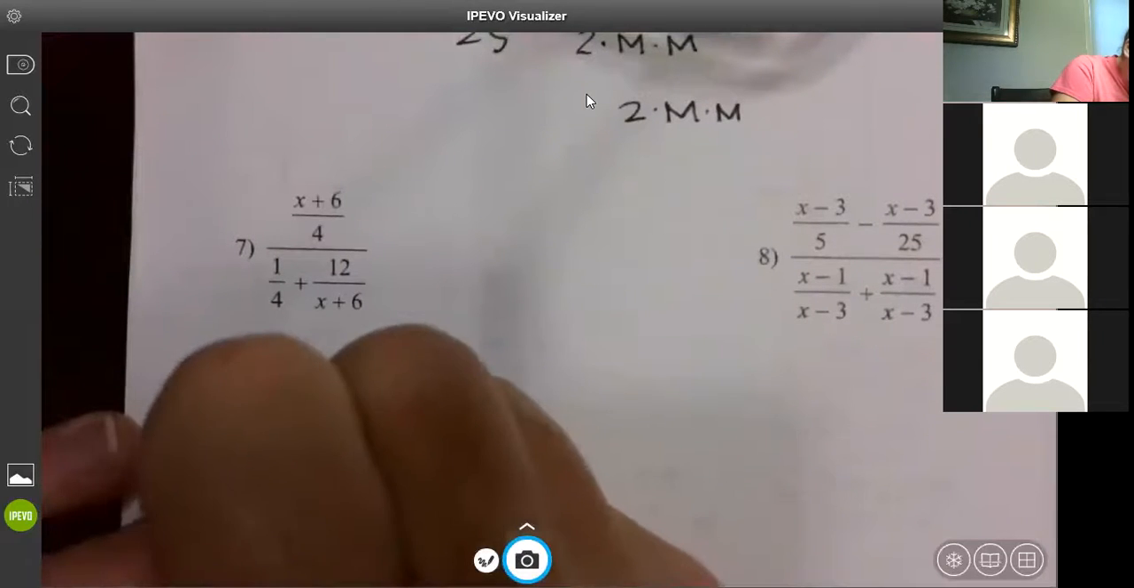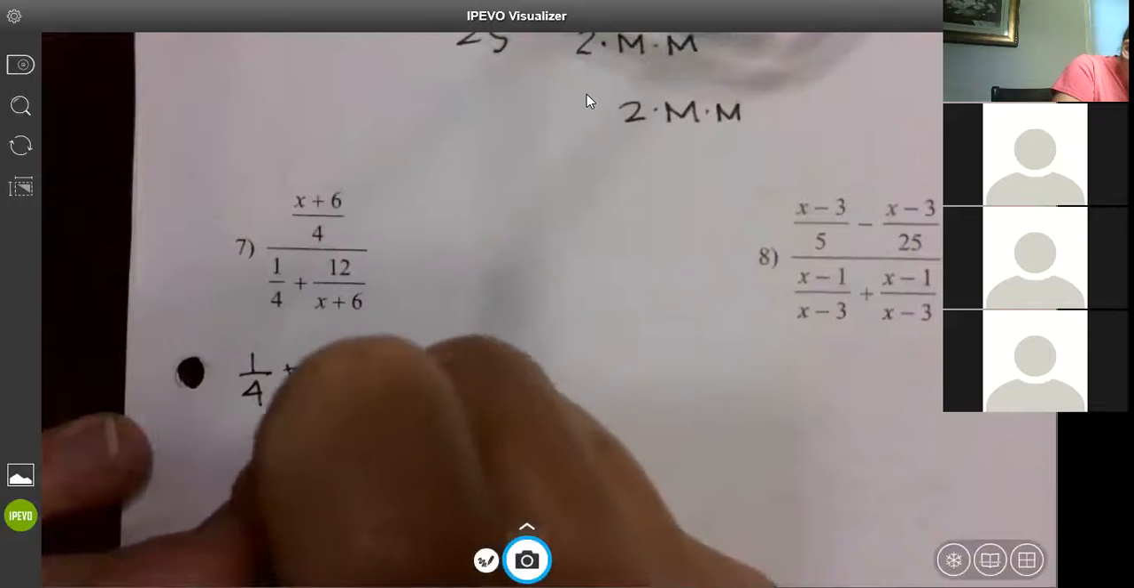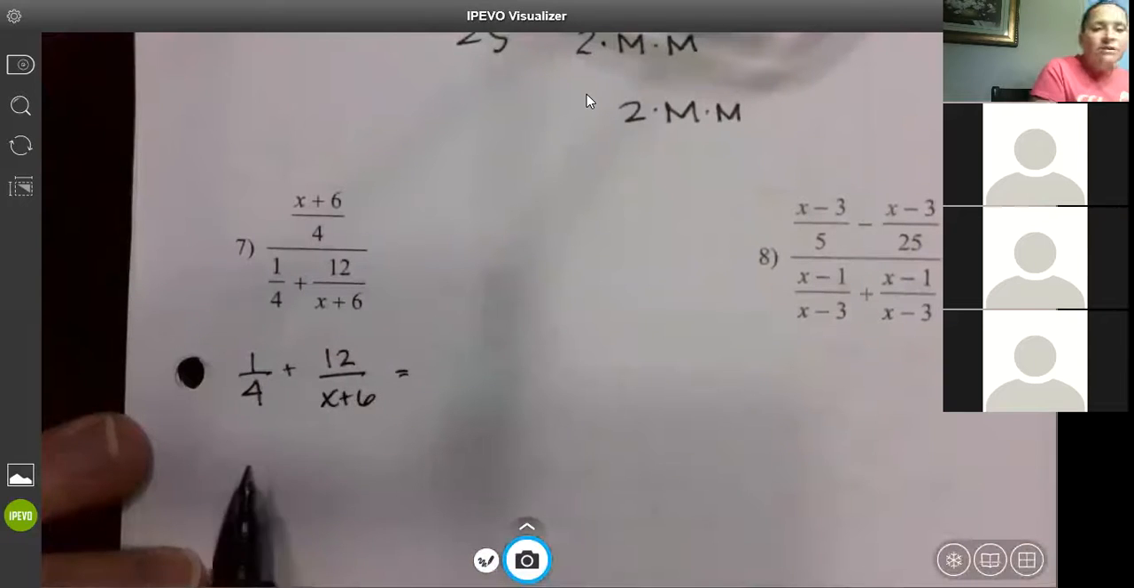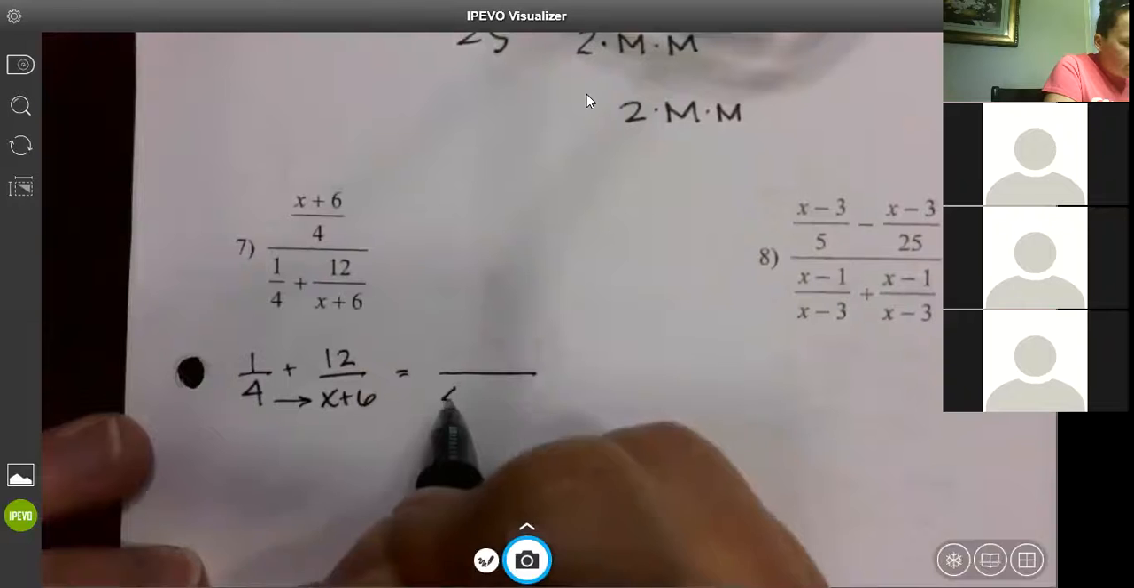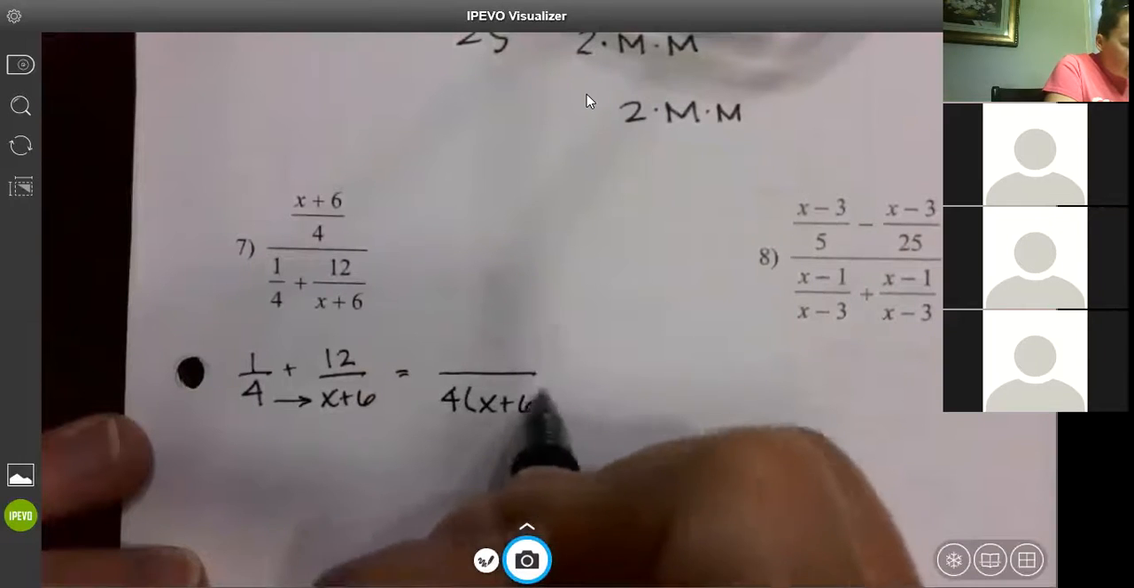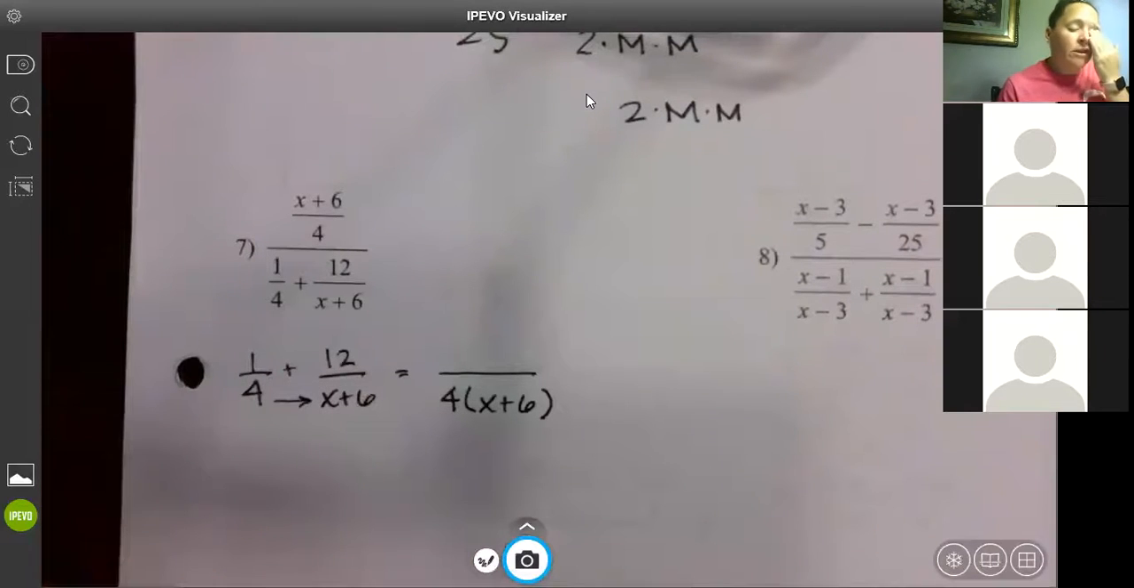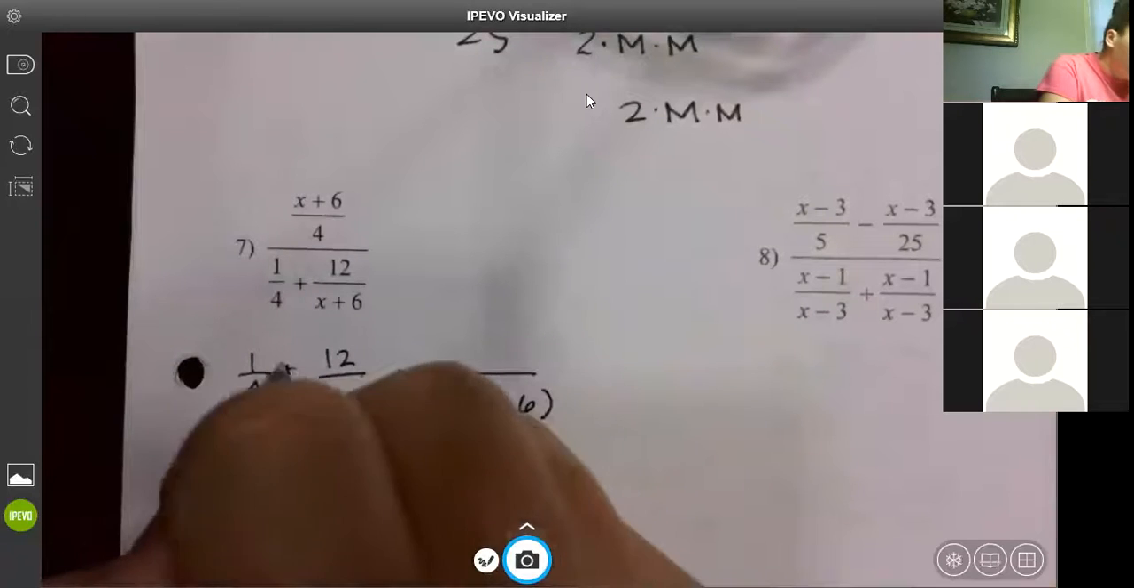1 over 4 plus 12 over x plus 6. There's absolutely nothing I can do except for combine them. Okay. So 4 times x plus 6. And again, you can do that single. I teach my regular kids how to just multiply the bottom just like that. I don't teach them how I did the last one where I put a 2 and an m or whatever, because it's too complicated for them to understand. So if you can get that, that's fine. But if you can't, just keep doing this and it'll simplify out in the end.